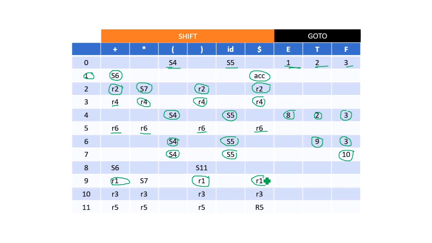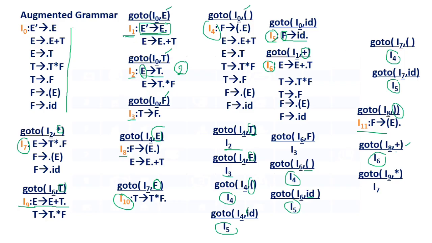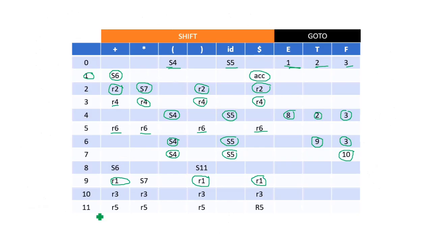Now coming to item set 10. In item set 10, there are no productions with a goto. There is only one production where the dot is at the end: T tends to T star F, which is production number 3. So we write R3 for the follow of T in item set 10: R3 in plus, star, close brackets, and dollar. These are the follow sets for T.